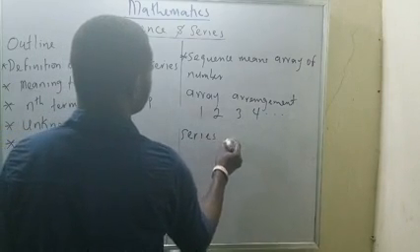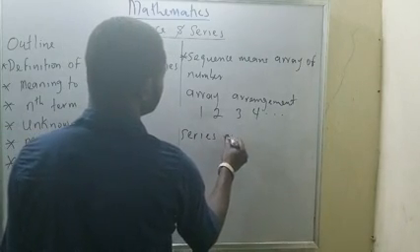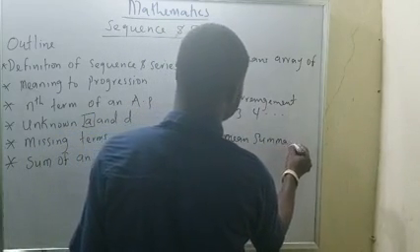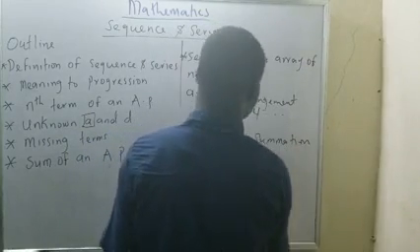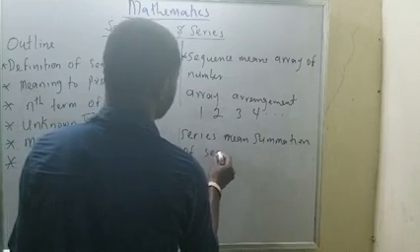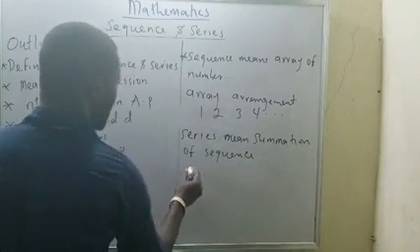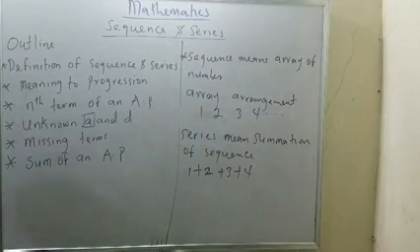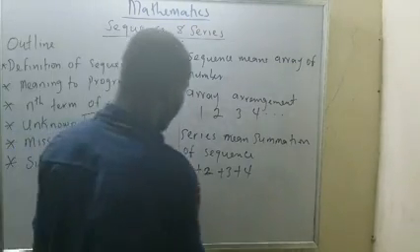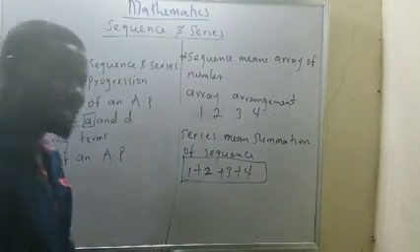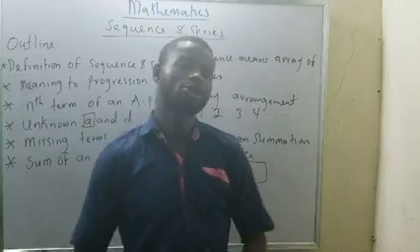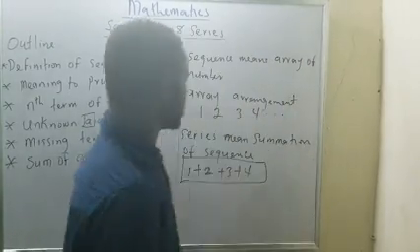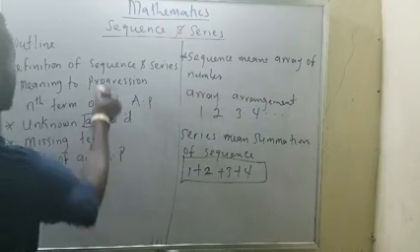Now, when I move on from sequence to series, series means the summation of a sequence. At the time of adding them together, we are talking about a series. So the sum of a GP is also a series of a GP, and the sum of an AP is also a series of an AP. That is what we mean by sequence and series.